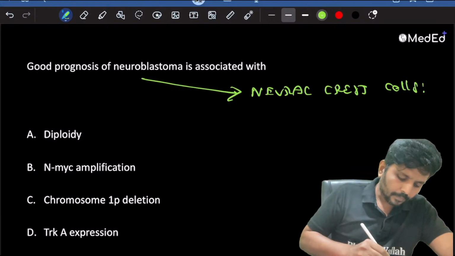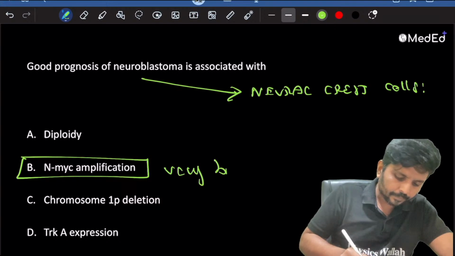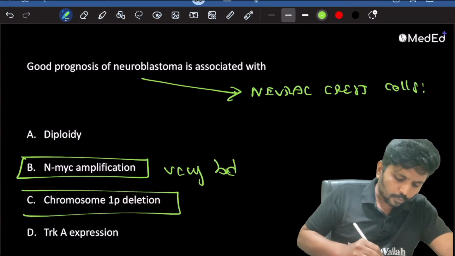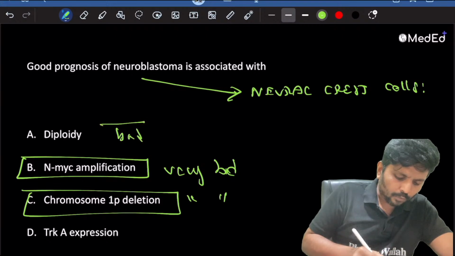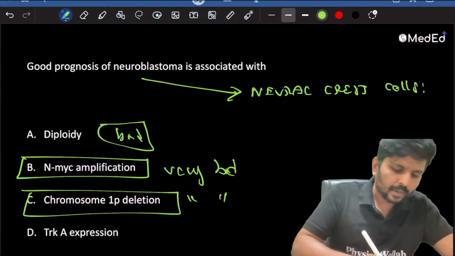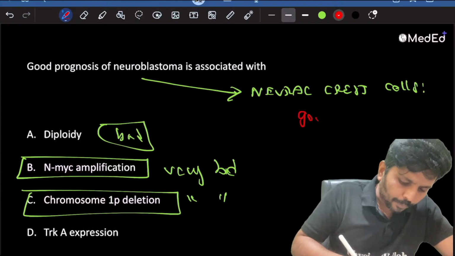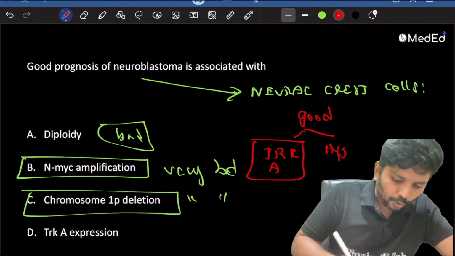Remember, N-MYC amplification is very bad. Chromosomal 1p deletion bad. Diploidy is bad. So what are all the good prognostic factors in neuroblastoma? Very, very important. Good prognostic factors are only two: tyrosine kinase A amplification as well as hyperdiploidy.